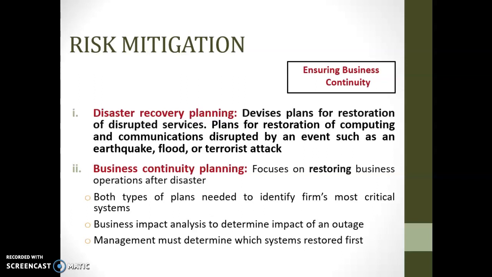Okay, and then the management must determine which system restored first. So that's why we have to look first the main system or the main outcome yang perlu ada in the organisation. Okay, so itu cara untuk kita list down. Kita tak boleh macam kata yang mana paling mudah. No, kita kena tengok yang mana yang paling ketara. Kalau kita tak buat, benda tu akan memberi kerugian sangat besar in the organisation.